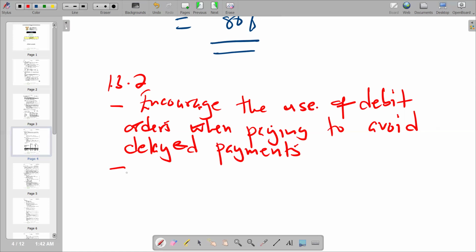So we look for the other points that we can also include. They can also implement automated reminder systems in the form of SMS. It might be emails, or they can even engage phone calls. So in that case, they are trying to limit the delayed payments. So we can say also implement automated reminder system.